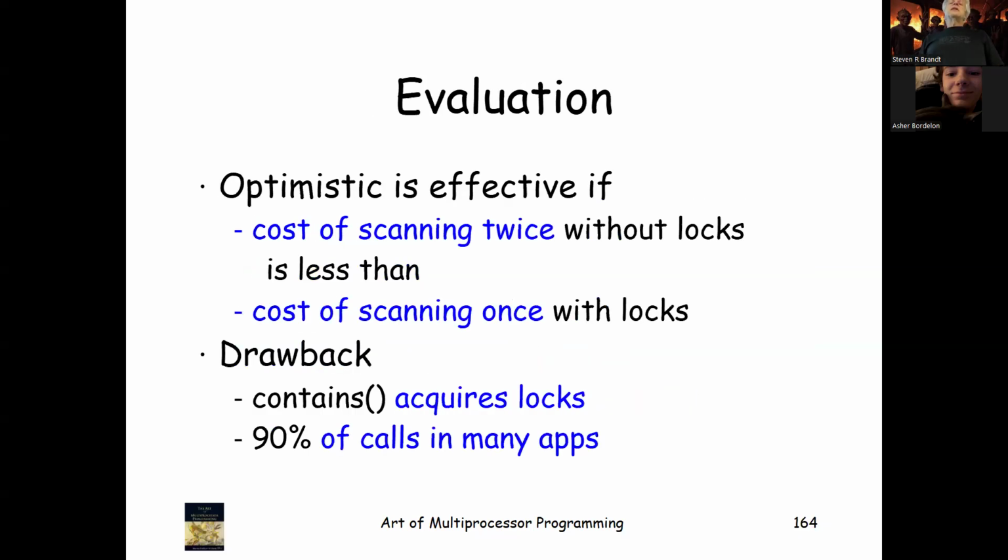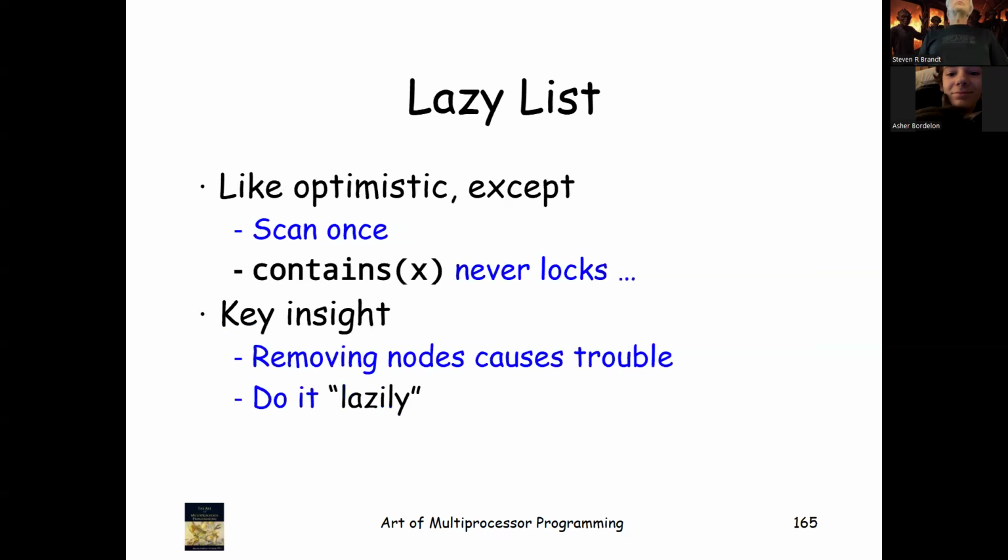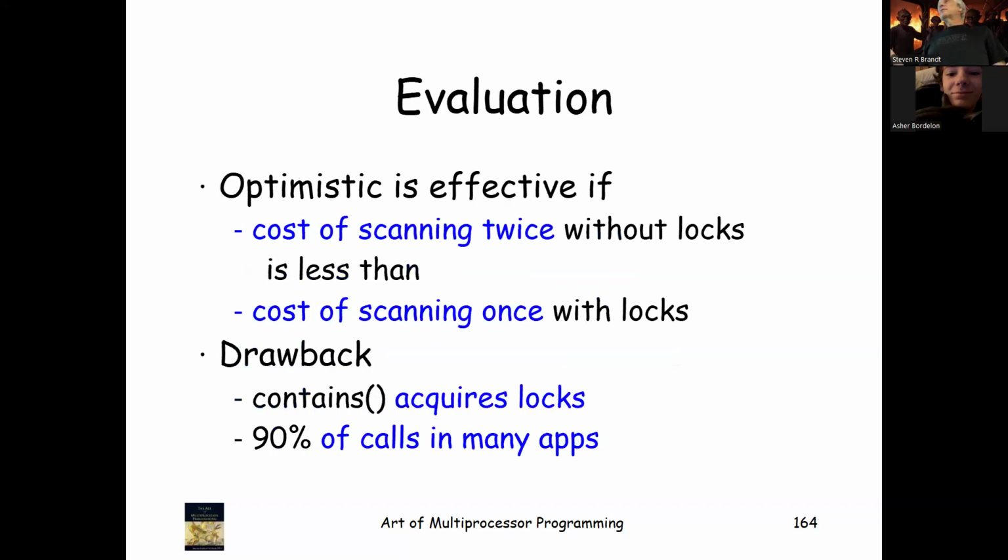So optimistic is effective if the cost of scanning twice without locks is less than the cost of scanning once with locks. And the drawback is that contains acquires locks, and contains is 90% of the calls in some apps, right? And they say in many apps. So any questions on optimistic locks?